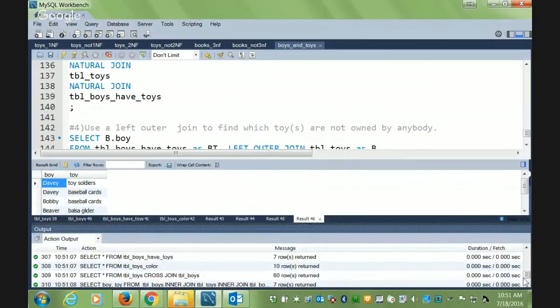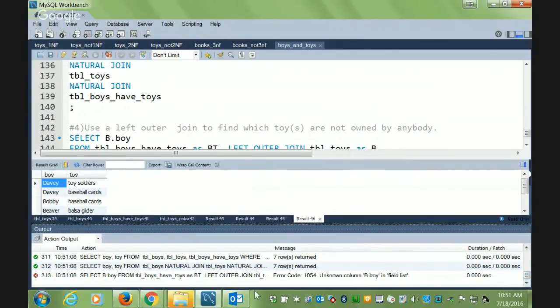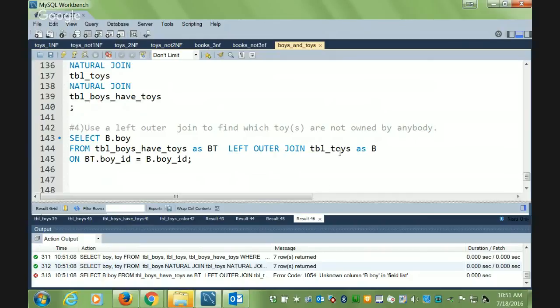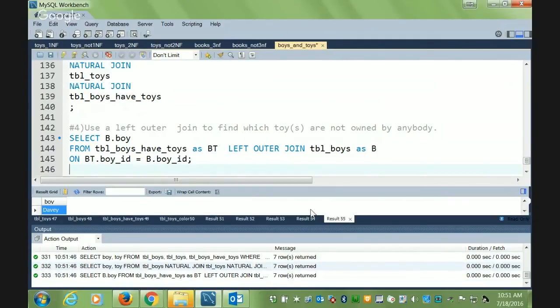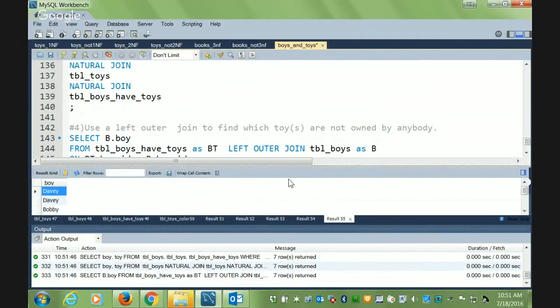Look at the error. It says, unknown column B.boy in field list. Oh, because I forgot to change this, guys. Remember I was saying I'll use the boys table first. Okay, that makes sense. So that's making sense. Okay, good.